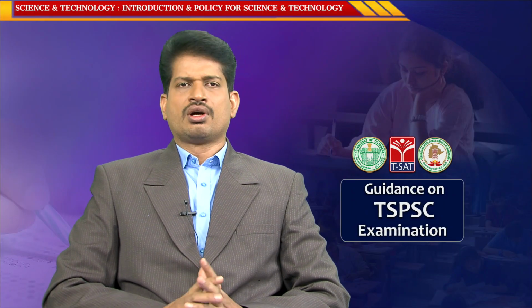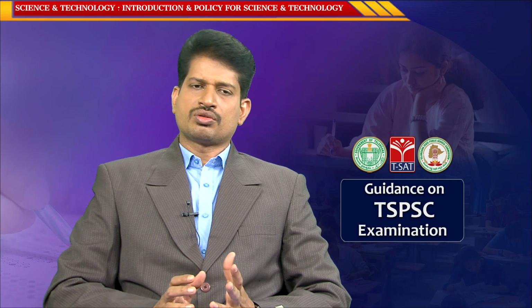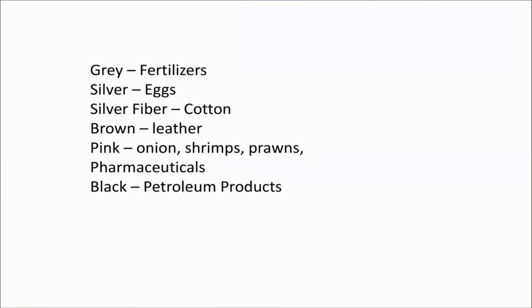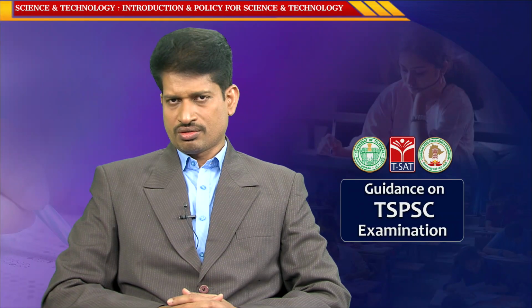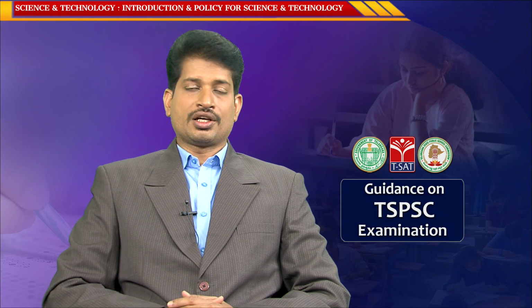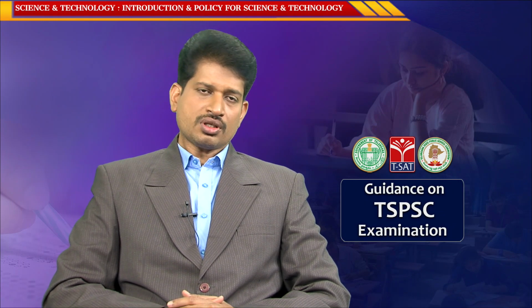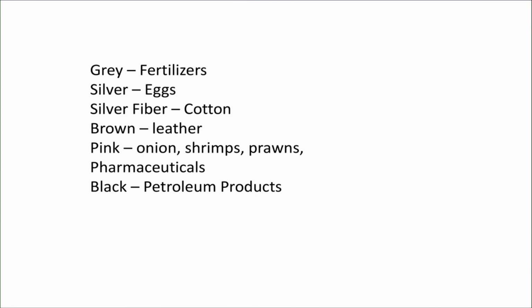For example, gray revolution is related to the improvement in the production of fertilizers essential for agricultural production. Silver revolution is related to increasing the production of eggs. Silver fiber revolution is related to increasing the production of cotton. Brown revolution is increasing the production of leather. Pink revolution is related to onions, shrimp, prawns, pharmaceuticals.